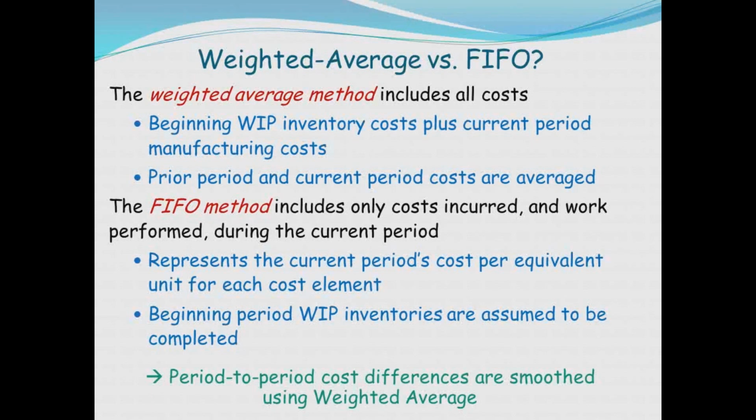The FIFO method includes only costs incurred and work performed this period. So it has to subtract out the costs of that initial work in process inventory. So it more closely represents the true costs this period. It's not thinking about the cost that you brought in. And as I said, weighted average is going to smooth out cost differentials from period to period because of this averaging process, whereas FIFO is going to accentuate them. You really see your period to period costs better.